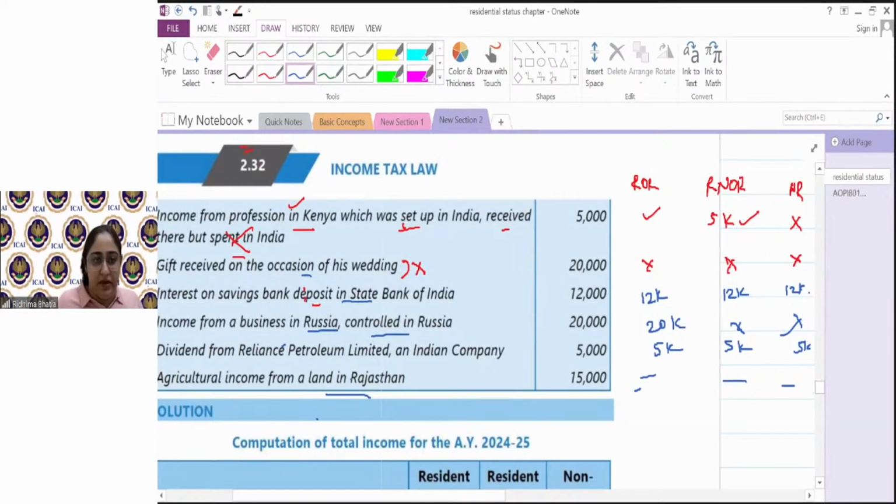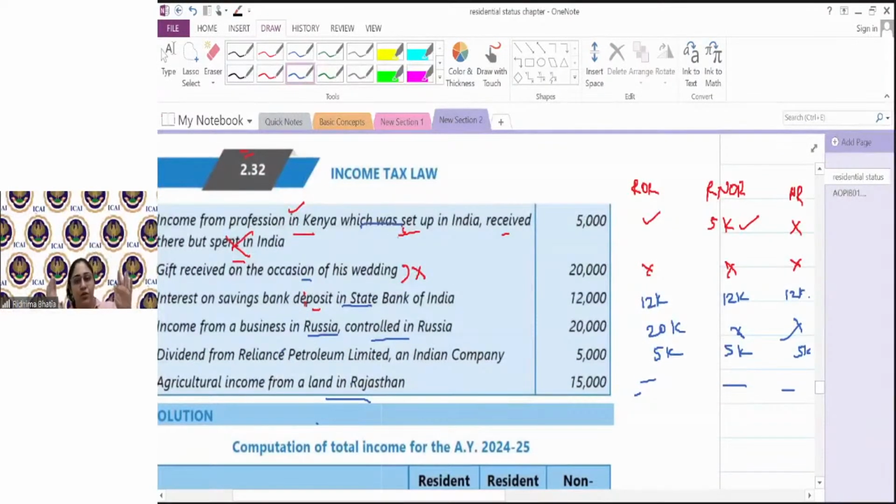Income is from profession in Kenya, which was set up in India. बिजनेस जो उसका प्रोफेशन था, उसका प्रॉपर सेटअप एज एन ऑफिस वगैरह, एवरीथिंग इज कंट्रोल्ड, मैनेजमेंट, एवरीथिंग इज हैपनिंग इन India. For example, I'm an architecture designer, and I have a profession set up in India, but I went to give some services in Kenya. मेरे को कीनिया में जाके घर डिजाइन करना था. So that income from profession in Kenya, but the profession is set up in India. Received outside India, accrued outside India, तो नॉन रेजिडेंट के केस में तो डेफिनेटली नॉट टैक्सेबल.